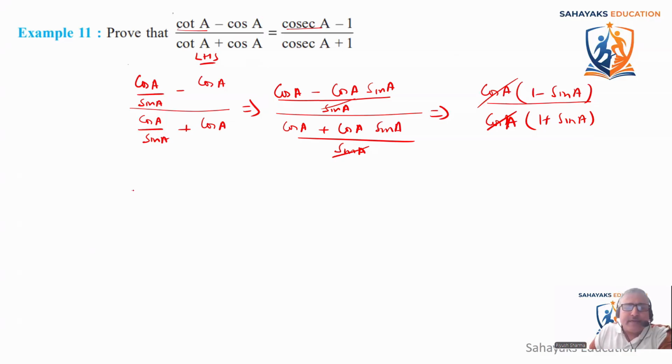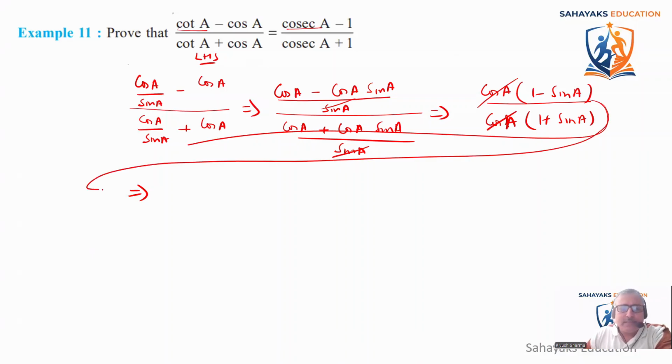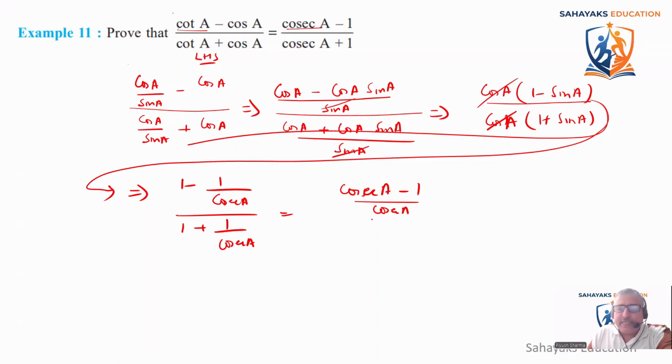So I'm implying from here, I just move it from here to here. I should not have cut it. So it becomes 1 minus 1 by, instead of sin A, I'm writing 1 by cosec A, divided by 1 plus 1 by cosec A. So it becomes cosec A minus 1 divided by cosec A, divided by cosec A plus 1 divided by cosec A.